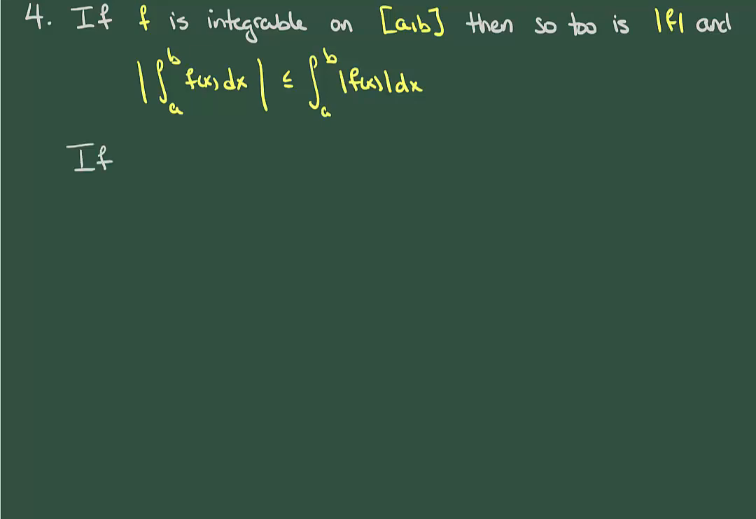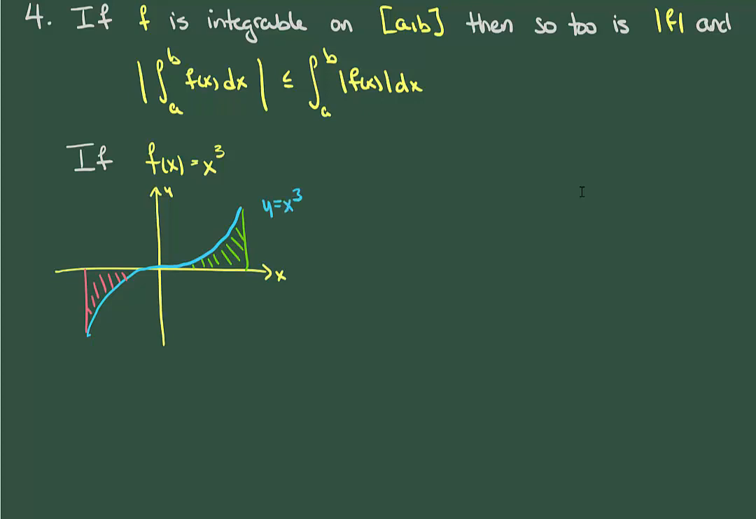Say f of x equals x cubed. Let me draw out both the functions x cubed and the absolute value of x cubed so that we can see why this is true. Remember that when we take the absolute value of a function, anything beneath the x-axis flips to being above the x-axis.